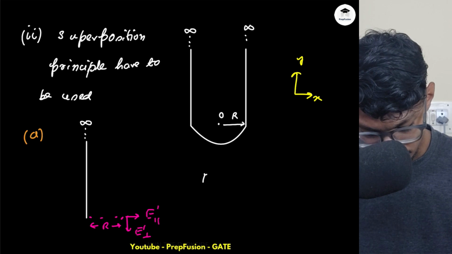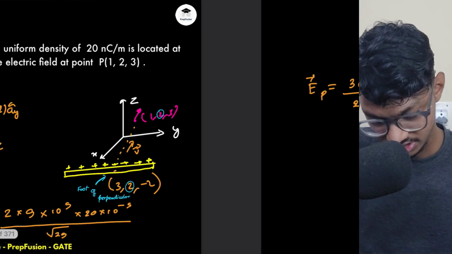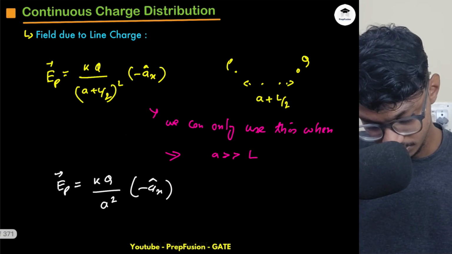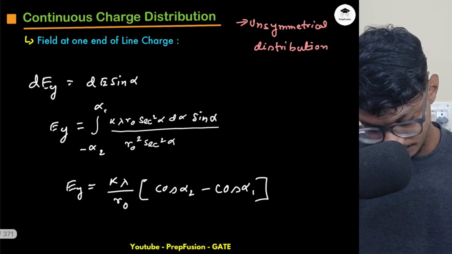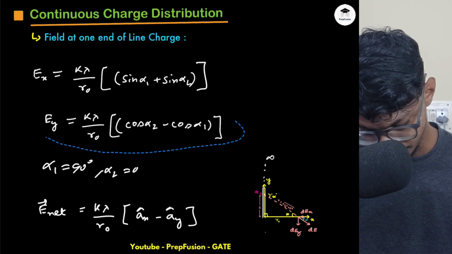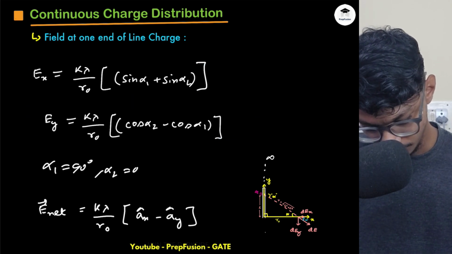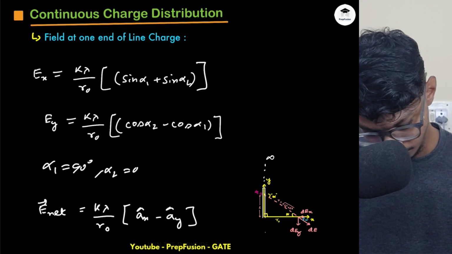So E dash perpendicular I already know. I have already derived this formula in today's lecture. So what was the formula? I'll just copy and paste. If you remember, these were the two formulas. Alpha 1 is the top, alpha 2 is the bottom.